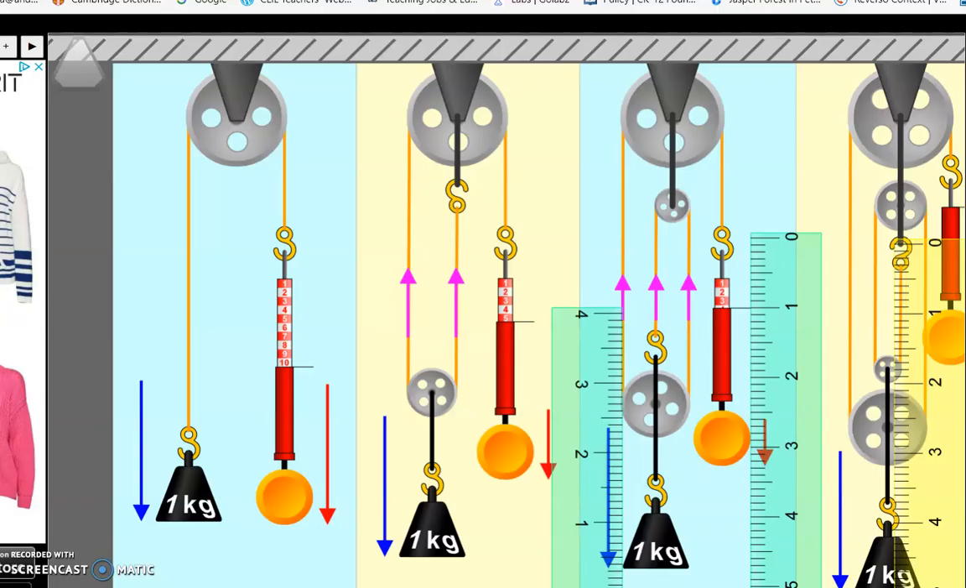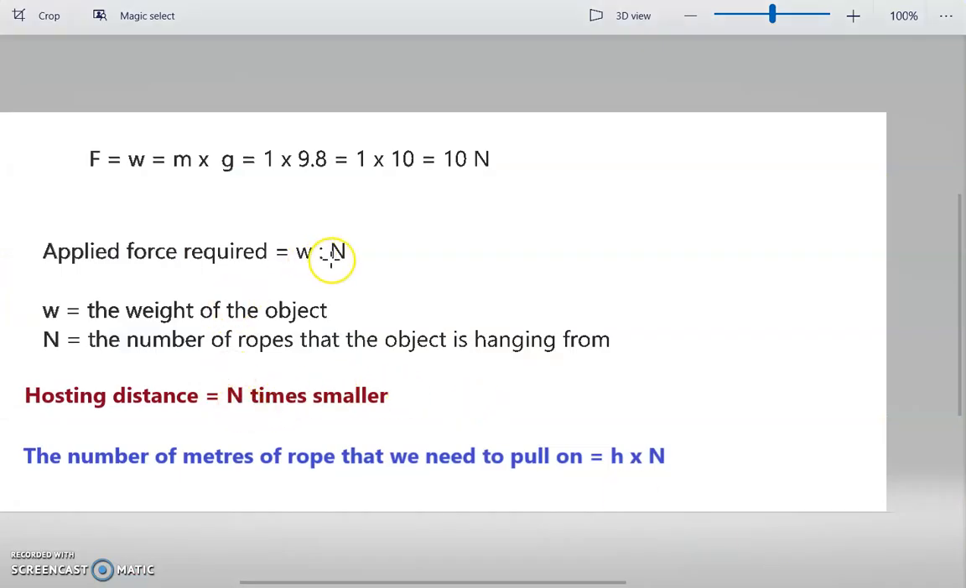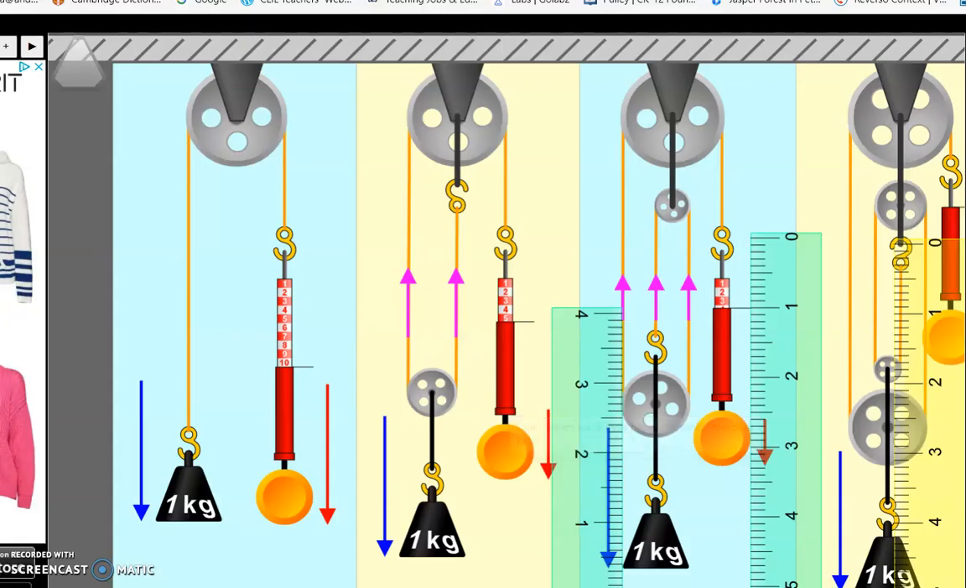Look at that. Here we have only one piece of rope, so the applied force or the effort is 10 newtons divided by 1, which is 10 newtons. In this case we have two pieces of rope, so N is 2, and 10 divided by 2 is 5 newtons. That means the applied force required is 5 newtons. In this case we have 3 pieces of rope, so the applied force is 10 newtons divided by 3, and so on.